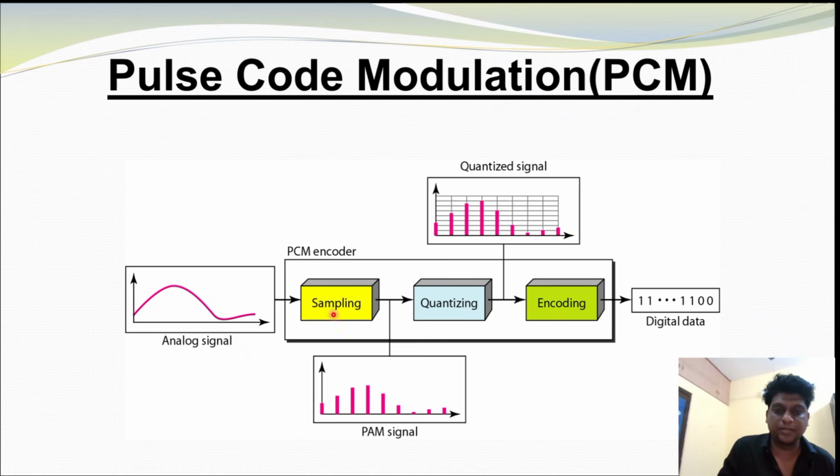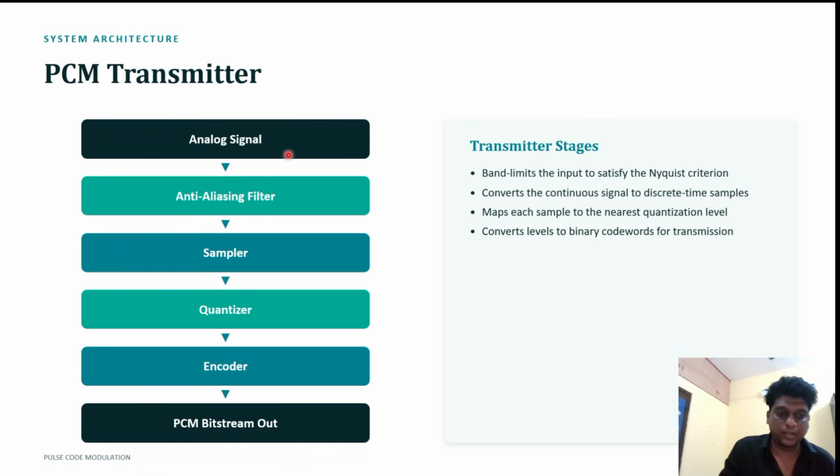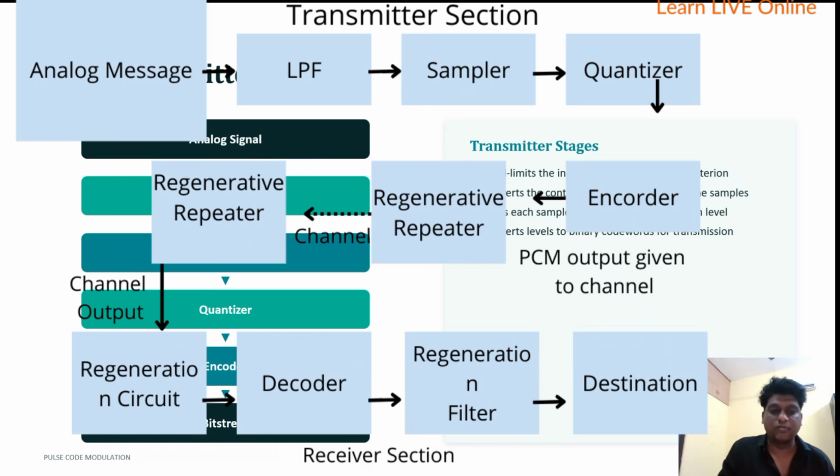So an analog signal is given. All these processes together can be called a PCM encoder. So sampling: this is how the sampling is taken. This is the quantized signal, and finally the encoded data. Analog signal input: the anti-aliasing filter band-limits the input to satisfy the Nyquist criterion. The sampler converts the continuous signal to discrete samples. The quantizer maps each sample to the nearest allowed level. The encoder converts these levels to binary code bits.